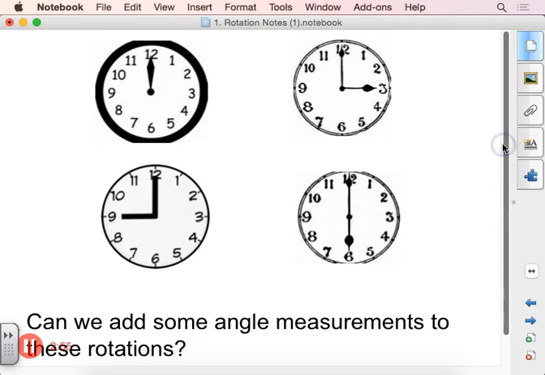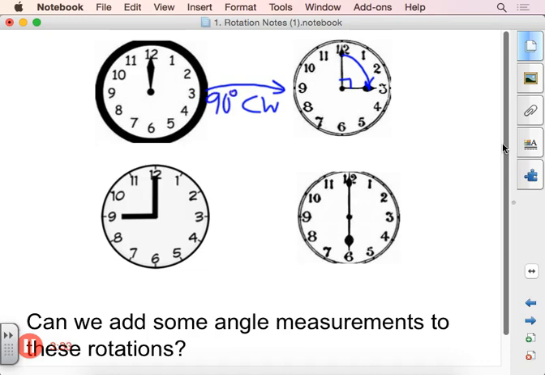All right, so let's add some degree measures to these. If we've got these hands on a clock, let's say we're going from this clock to this one. Whenever we do rotations, we always want to tell the shortest measure that we're going to have to move. So the hands here move from 12 down to 3. They rotated this way. That's the shortest path. So that was a rotation clockwise. I'm going to put CW for clockwise. And if we add some angle measures, we can see that this makes a 90-degree angle. So that would be a rotation 90 degrees clockwise.